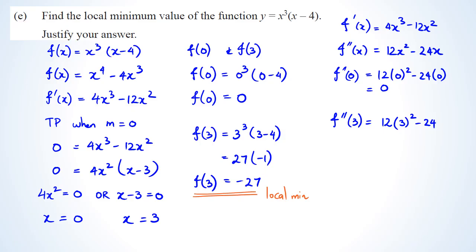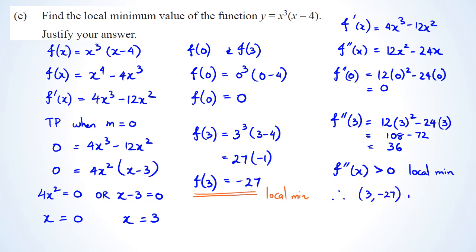So what we have is 24 times 3. So what we have is 12 times 9, which is 108, minus 72, and you've got the answer of 36. So remember that when f double dash of x is greater than 0, we're looking at a local minimum point. Therefore, (3, -27) is a local minimum point.